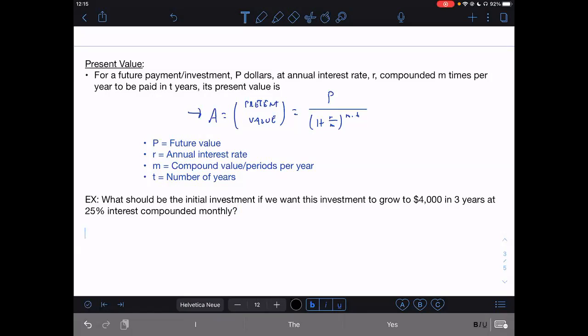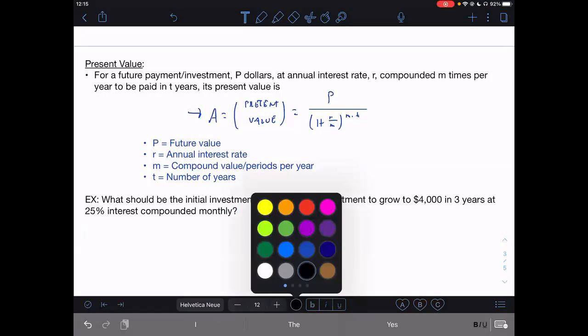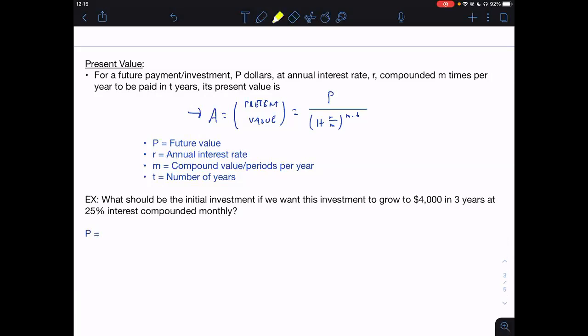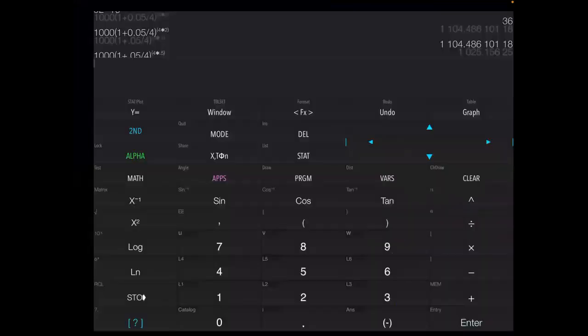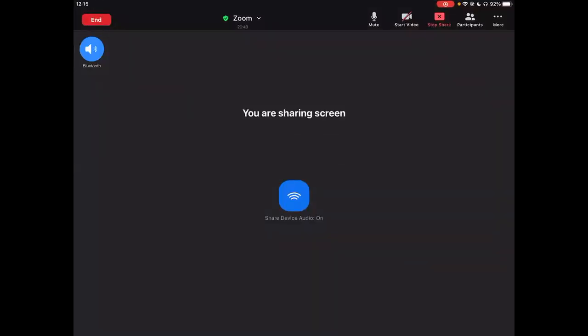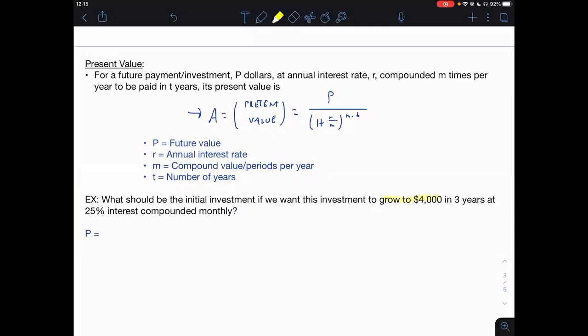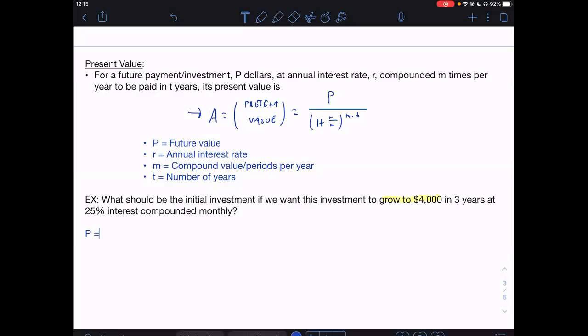Okay, so let's define the variables that we need to know to solve for this problem. Starting with first, determine what our future value is going to be. So here we want our future value to grow to $4,000. So here we want our future investment to go to $4,000. So that's our value of P. That's our future amount.